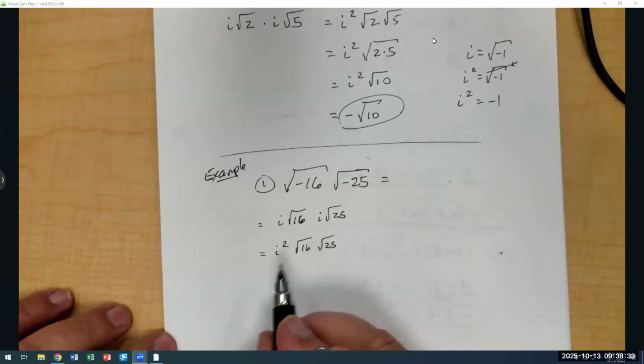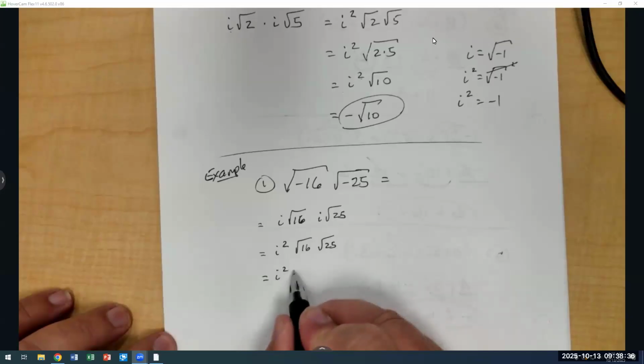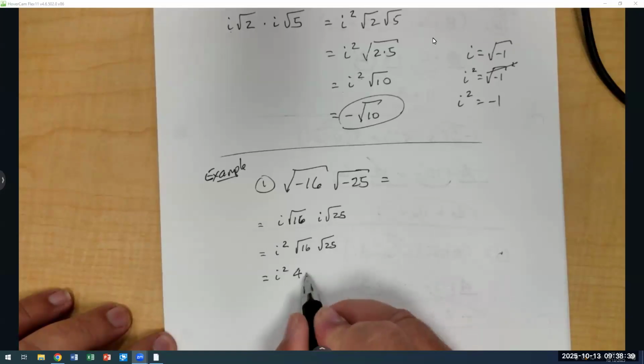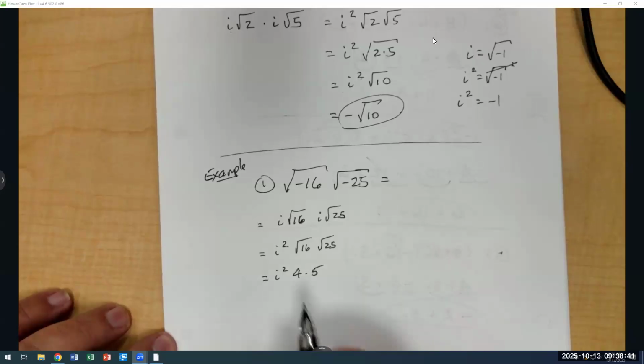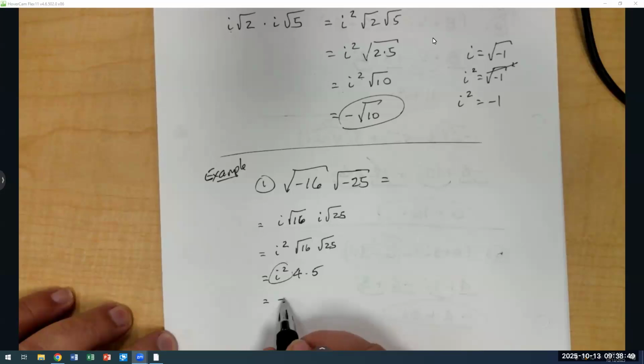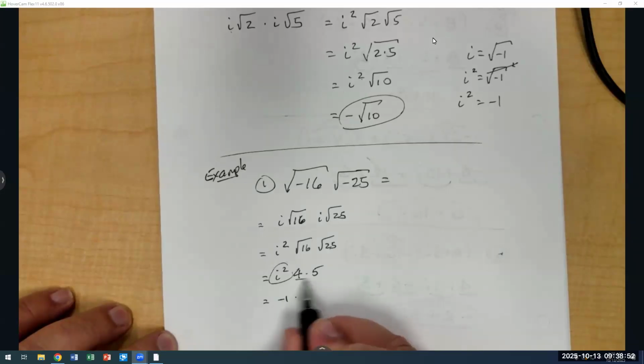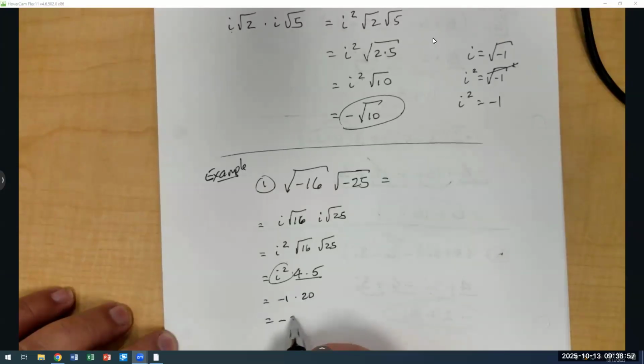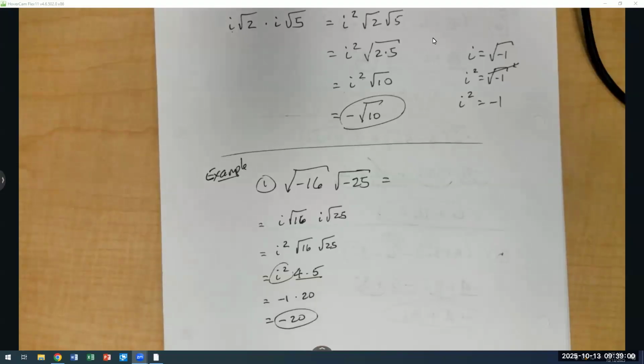What is the square root of 16? Square root of 16 is 4. Square root of 25 is 5. So what is i squared? -1. What is 4 times 5? 20. -1 times 20 is -20.